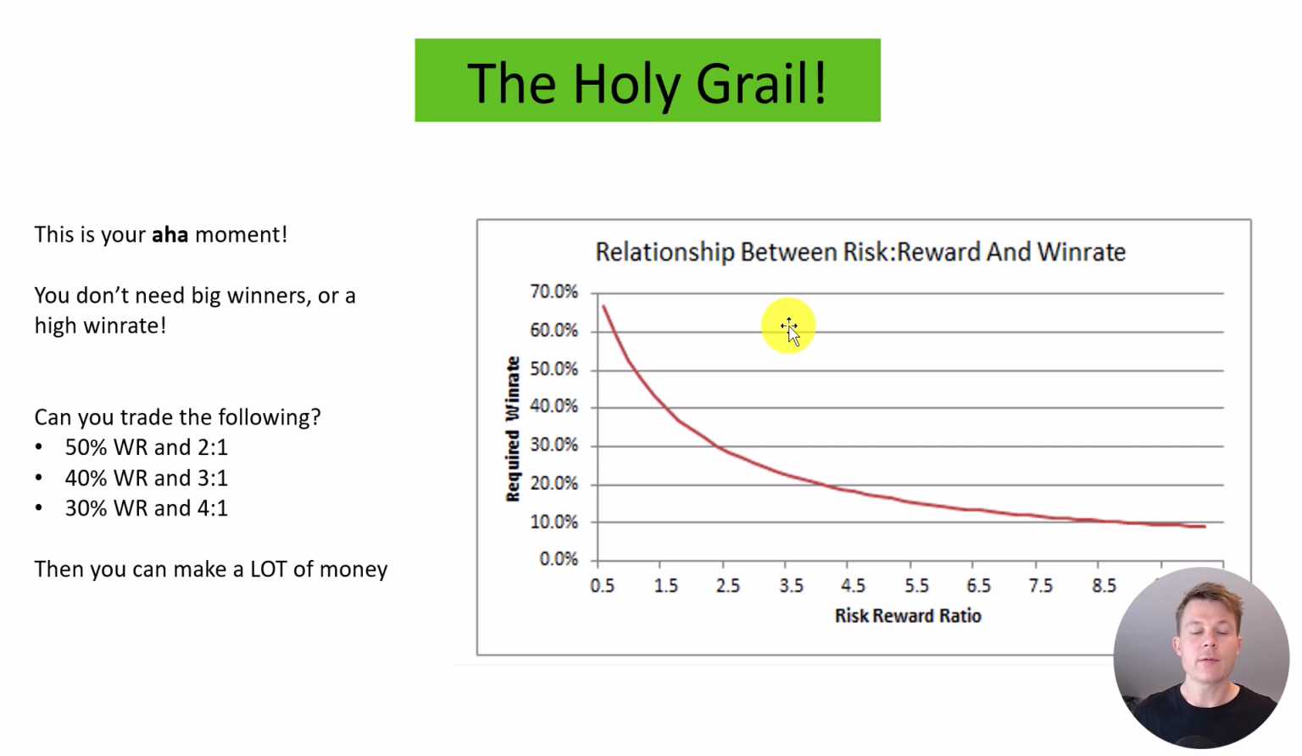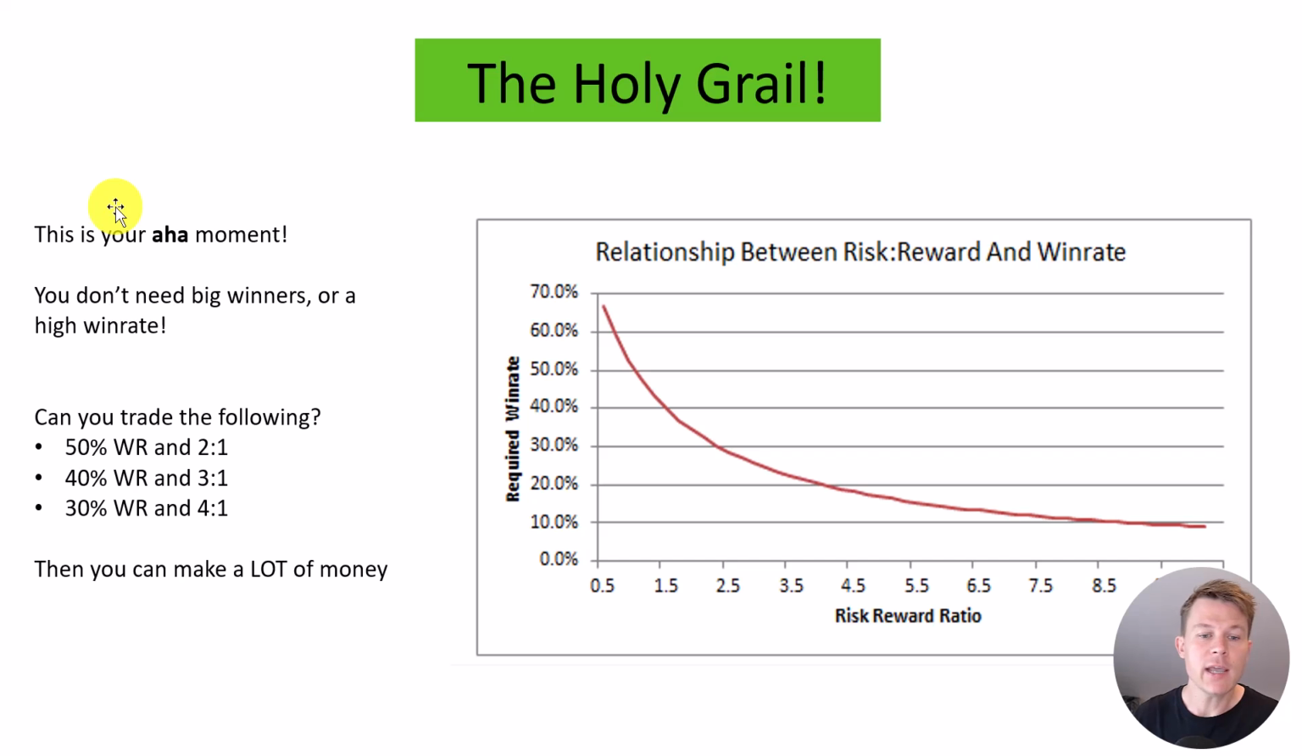Now let's take a look at the reward to risk ratio and the win rate. A lot of traders believe that they have to have winning trades that are very, very large, 10 times, 20 times, 30 times their initial risk. And this is absolutely not the case, and it's also very damaging because the wider your target, the higher the potential profit that you're shooting for, the lower the chances that the price will reach it.